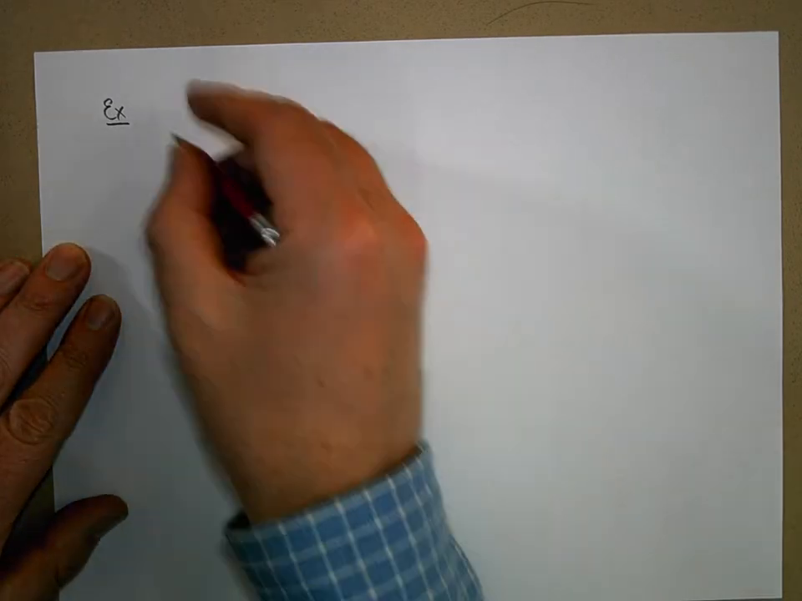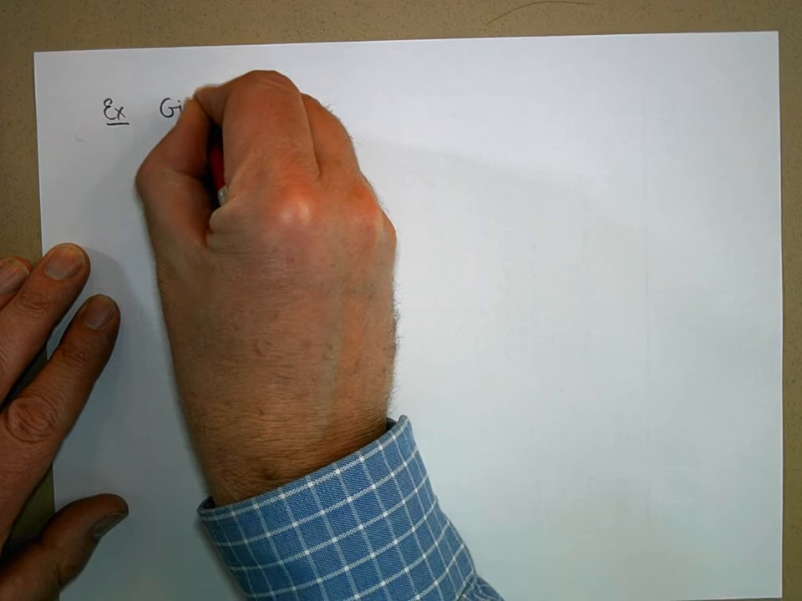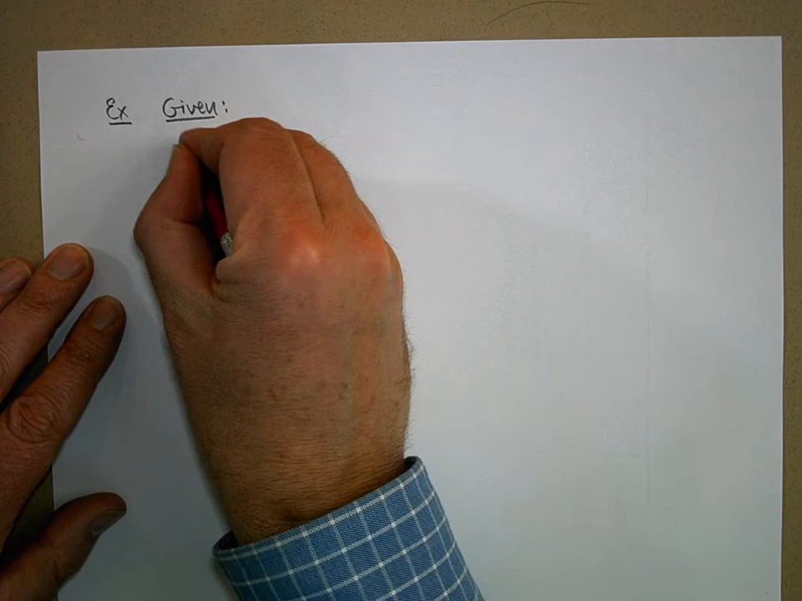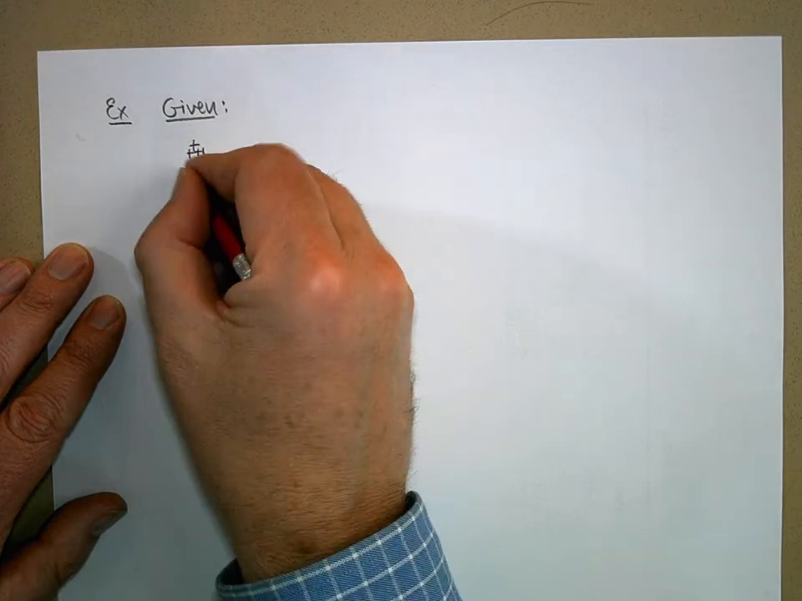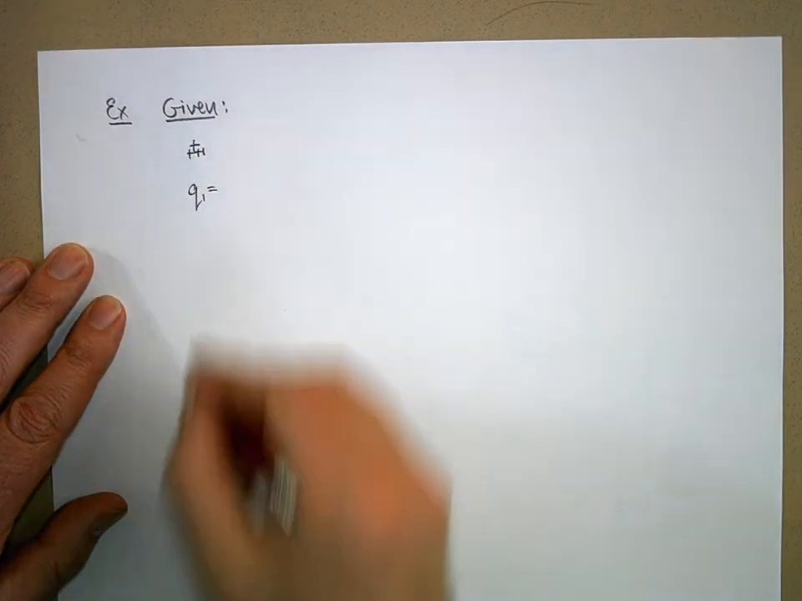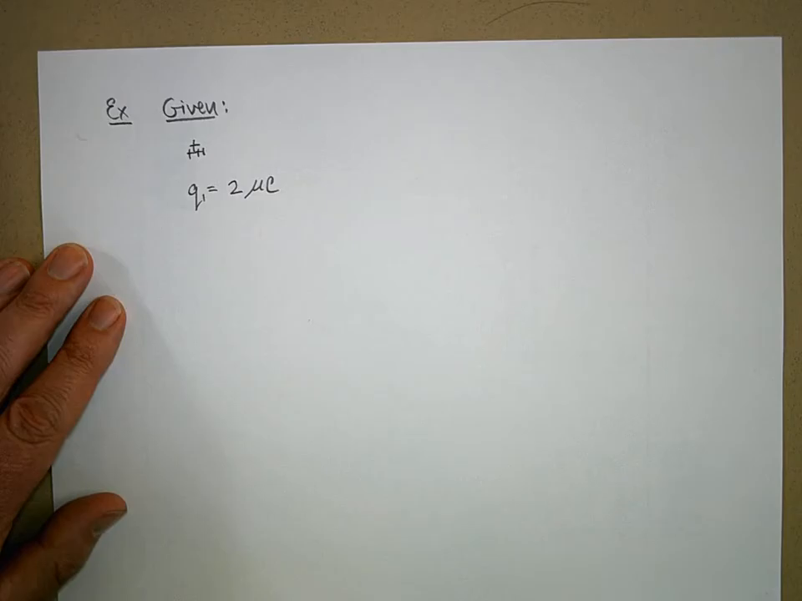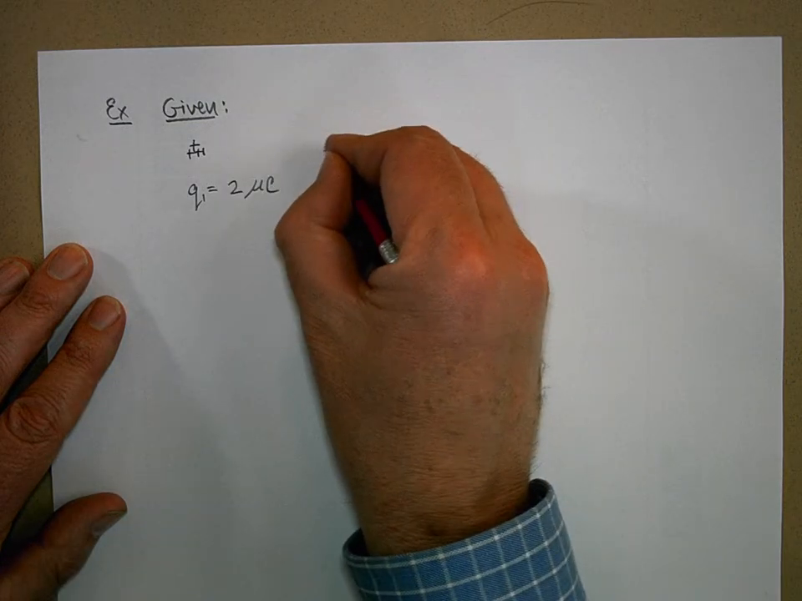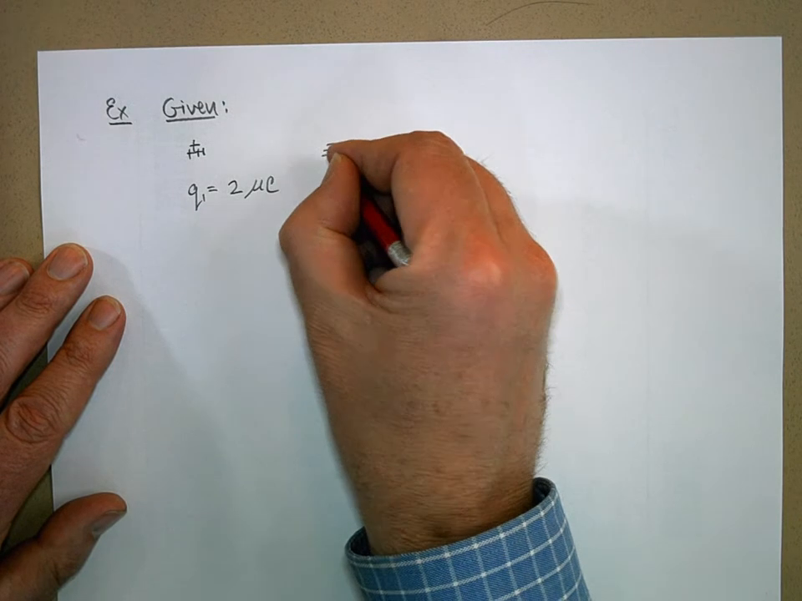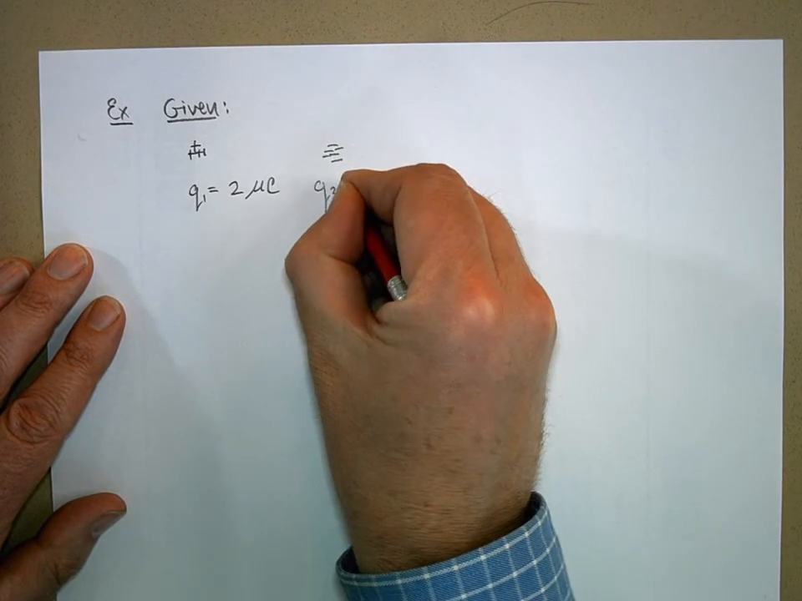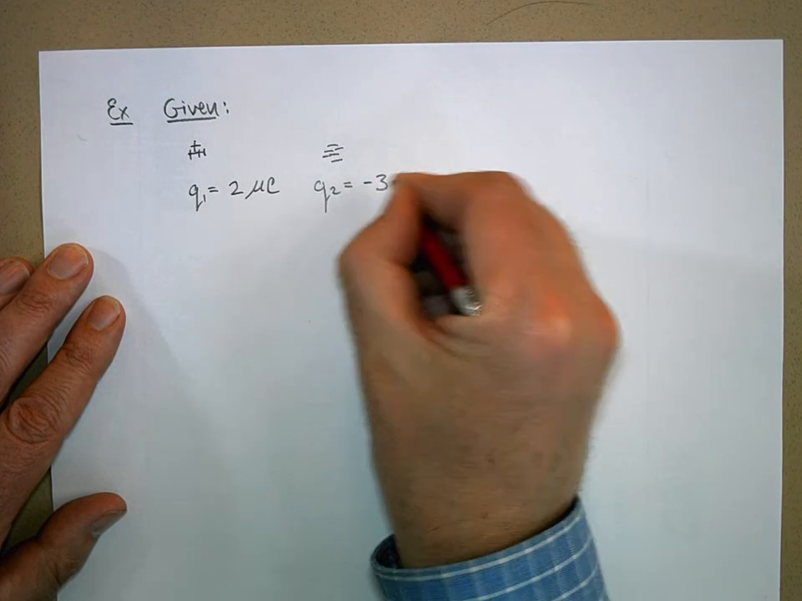Okay, so let's work this example. Here's what we're given. Suppose I've got a charge, Q1, and I'm going to say that it's equal to 2 microcoulombs. Again, what does that micro mean? 10 to the negative 6. And then over here, I'm going to put Q2, and it's equal to negative 3 microcoulombs.